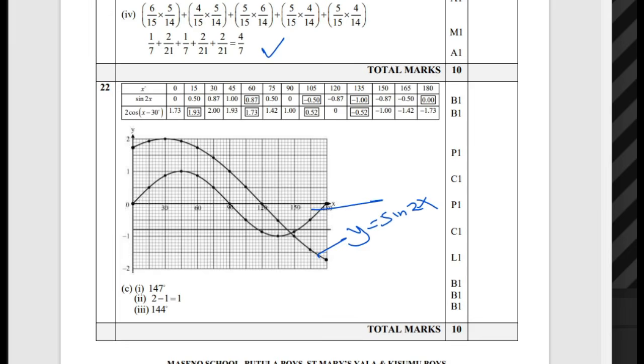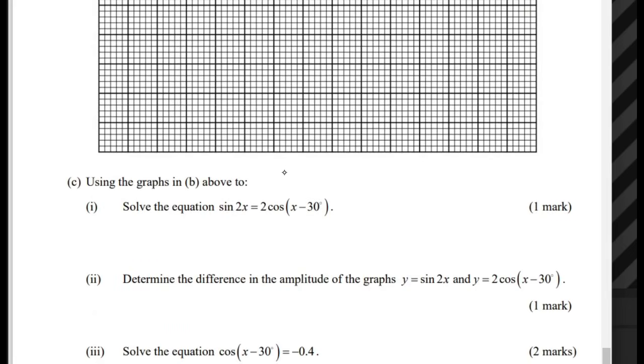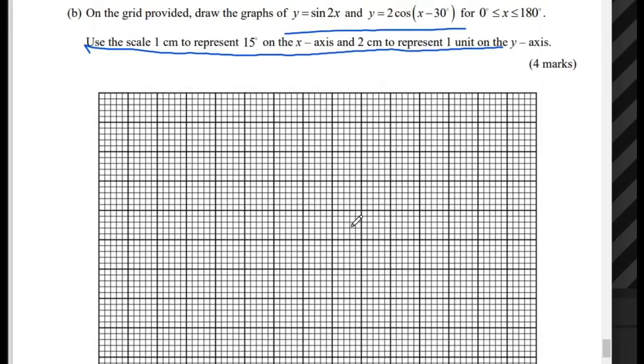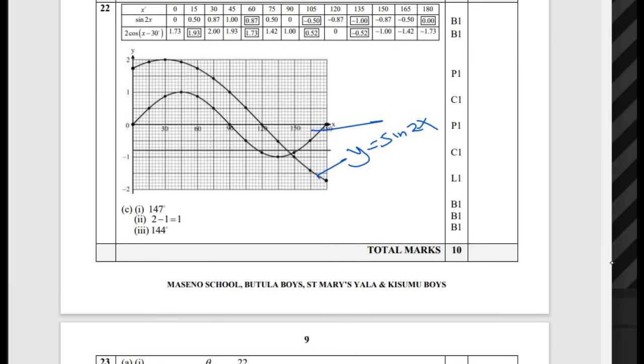And there is this question which gives learners a lot of difficulty. You have to solve the equation sine 2x is equal to this. What this means is that you find where the two curves are meeting. Where the two curves are meeting, that's where you read. At this point, these are the values you need to read. Read the value of x here, and that gives you the answer. Where the two curves meet, they are equal.